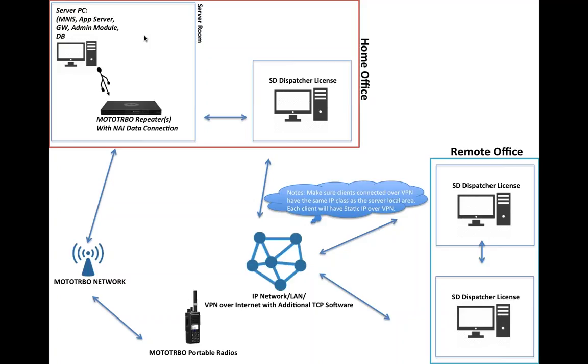It is very important that you make sure that clients connected over VPN have the same IP class as the server local area. Each client is going to also need to have a static IP over their VPN. So the two remote offices and the home office are going to be talking to the server PC through an IP network, a local area network, or a VPN over internet with additional TCP software.